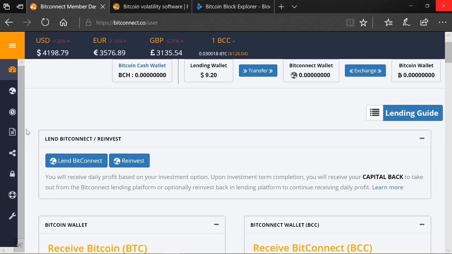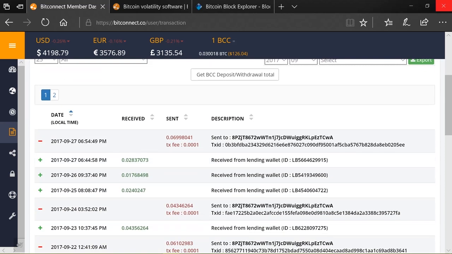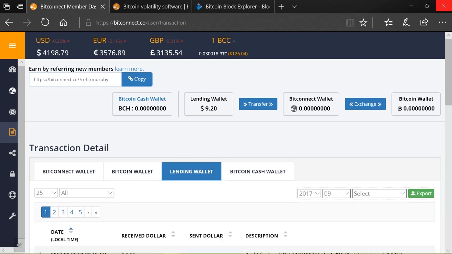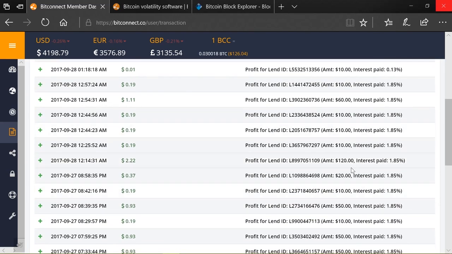We can look at the history of everything that's in the Bitconnect wallet, where fees and money are moved. We can then look at the lending wallet. This relates to this figure here. I'm being paid on today's, which was 0.13%. That was a bad day. But every time I've made a reinvest, I get that 0.13 on every single reinvest. Here it's $10, $10, $10, $60, $10, $10, $10, 120 to 20, 50, 50, and you get the relationship, the ratio. This is from the day before, 1.85%.